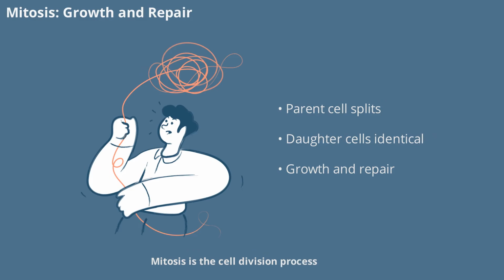Mitosis is the cell division process responsible for growth and asexual reproduction. One parent cell splits into two identical daughter cells after duplicating its genetic material. These daughter cells inherit the same genetic information, except for any mutations. Mitosis ensures that tissues can grow and repair themselves, maintaining the health and stability of organisms.